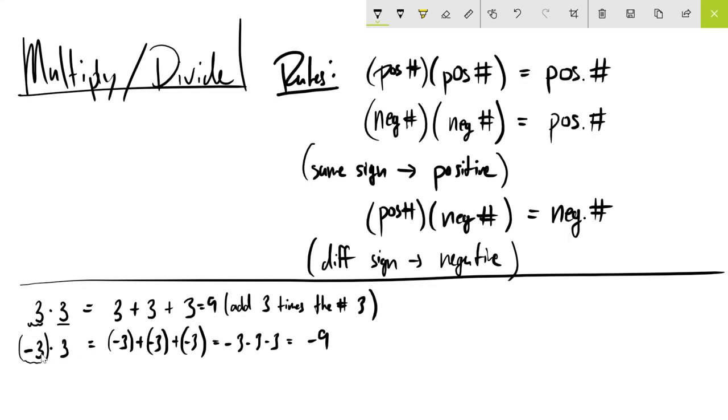Okay, so when you have a negative times a positive, what you're really doing is adding a negative number a bunch of times. So, of course, it's going to come out negative.